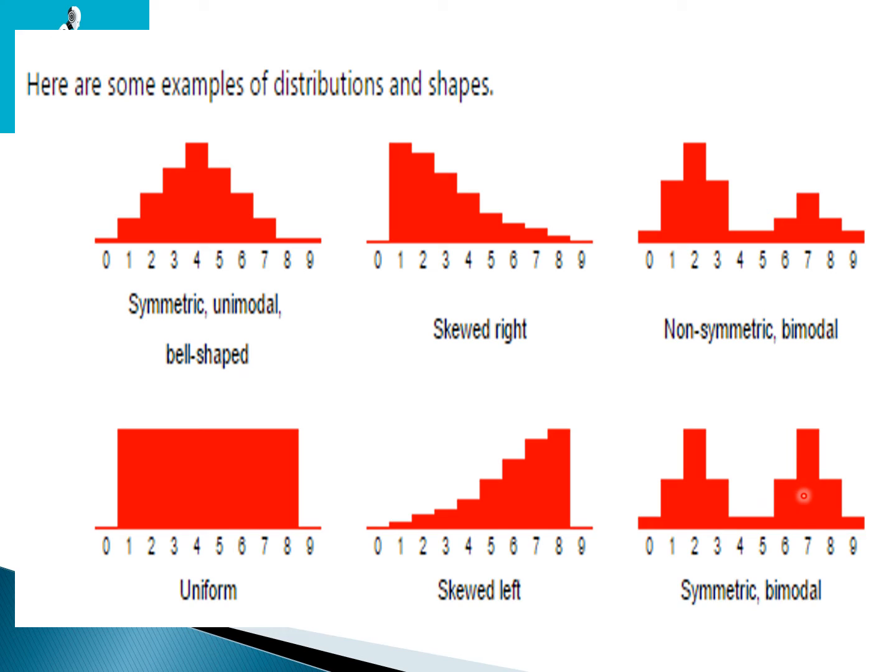Then regarding this graph, this is a symmetric graph. If you are splitting it at this particular center, you get exactly similar copies. It is a symmetric graph. At the same time, it is having two modes. So it is a symmetric bimodal graph.